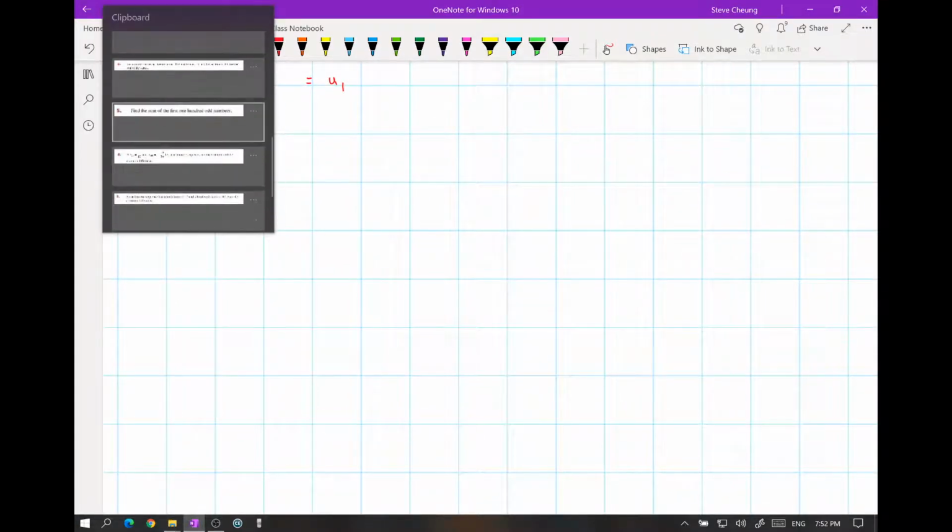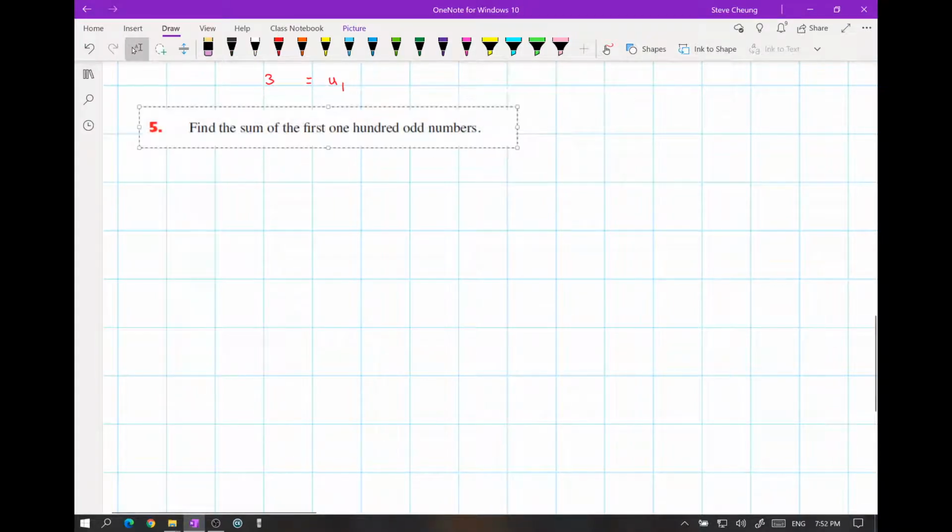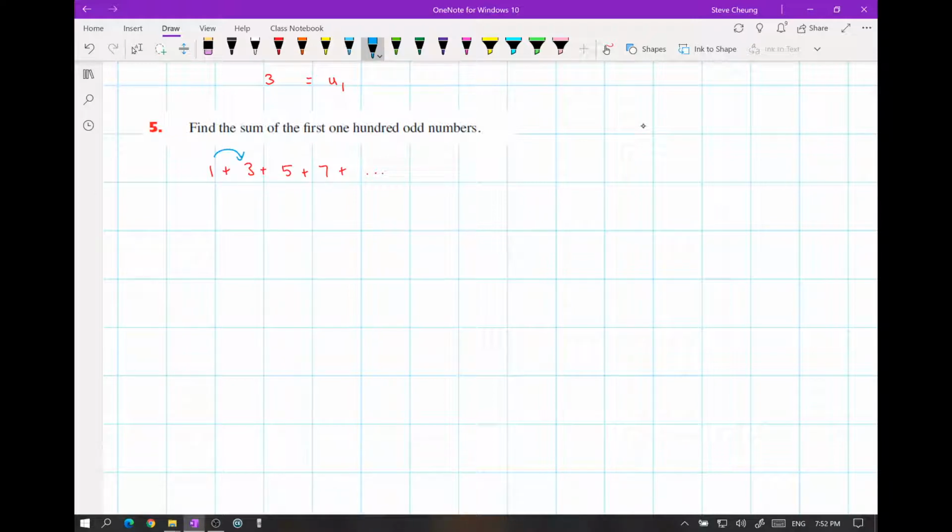And we have question 5 coming up. Find the sum of the first 100 odd numbers. So odd numbers look like this. And then we want 100 of these terms. So I think the easiest way to approach this is to use the first term and the common difference formula. So that means the sum of 100 terms is n over 2 times 2u1 plus n minus 1 d.